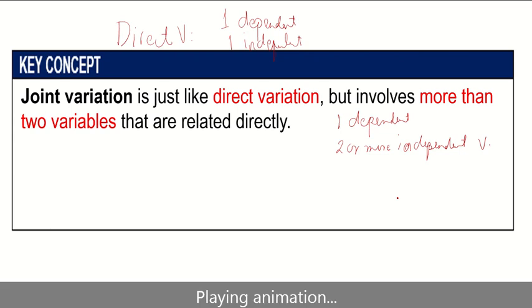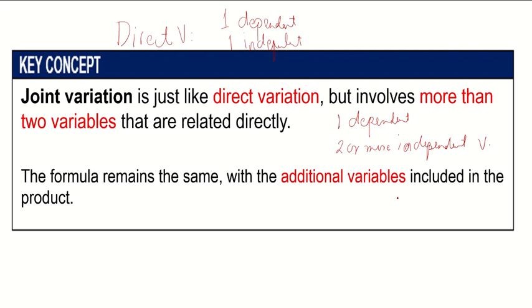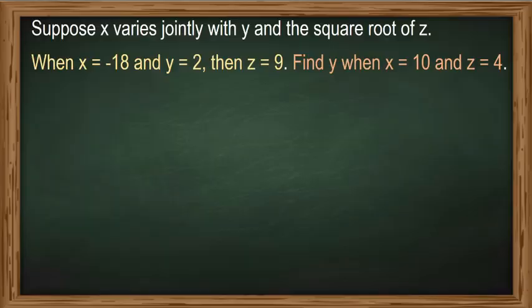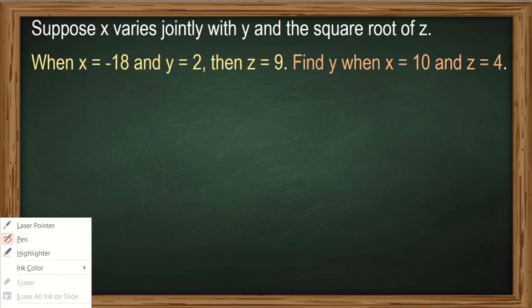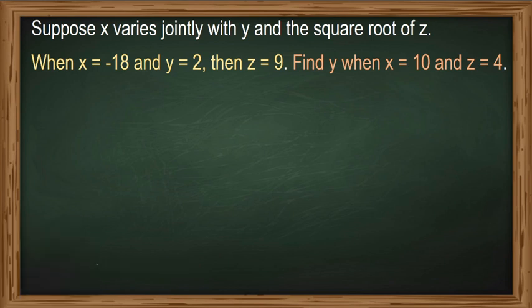The formula remains the same with the additional variables included in the product. Let's have some examples. The technique in solving problems involving joint variation is the same as that in direct variation. Suppose x varies jointly with y and the square root of z. So we are going to translate this one into an equation. Okay? So we have, suppose x.